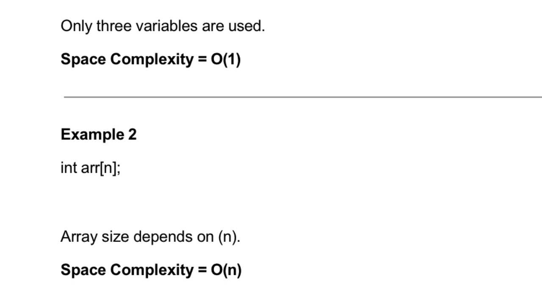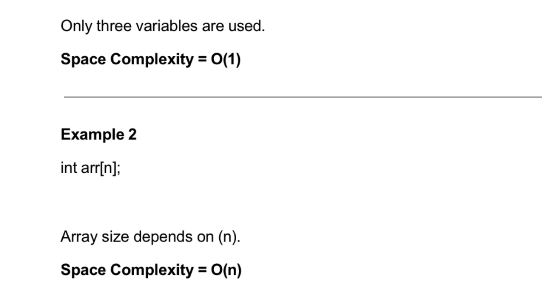Int array of n. The array size depends on n. If n increases, the memory also increases. So the space complexity is order of n, based on n. These are examples of space complexity.